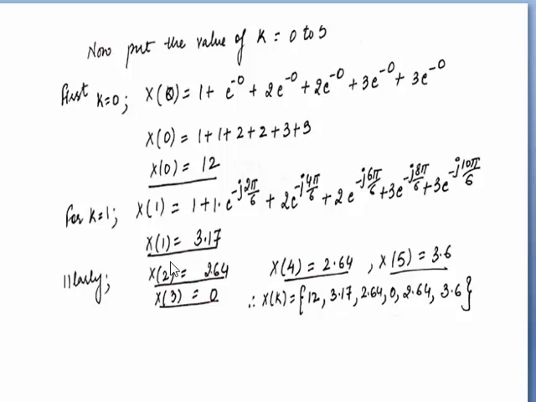Similarly, we can find out the values of X of 2, 3, 4 and 5, and the DFT of x of n becomes X of k is equal to 12, 3.17, 2.64, 0, 2.64 and 3.6. So therefore you can calculate the values of X of k by putting the different values of k, that is 0 to 5, and verify this answer.